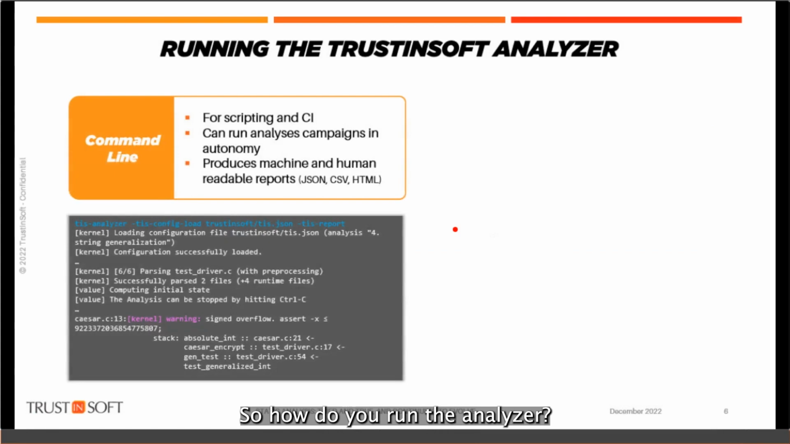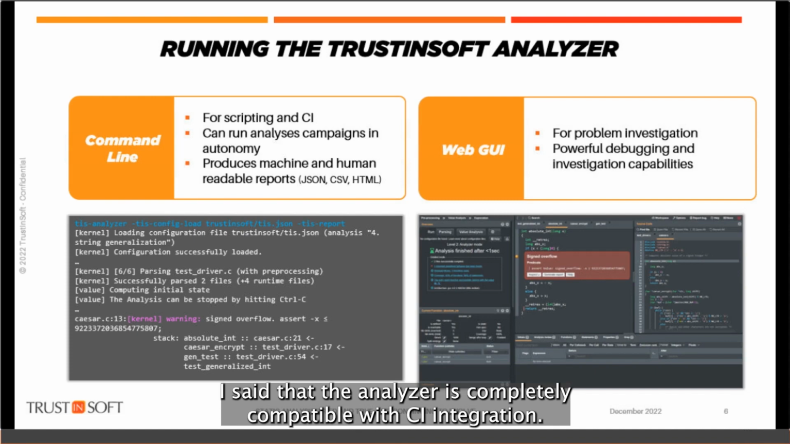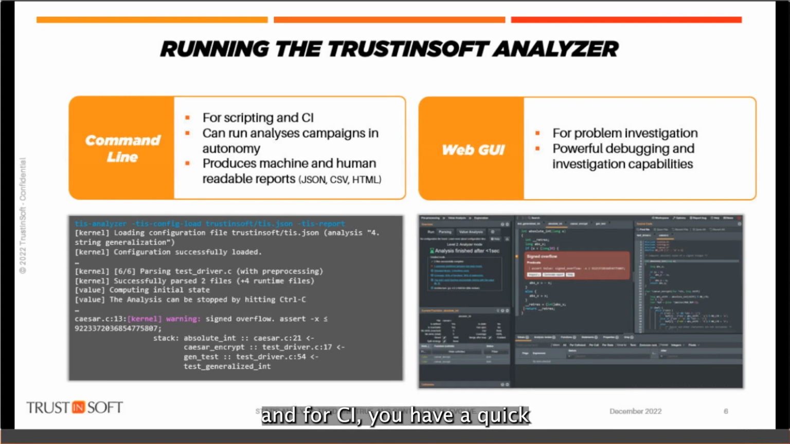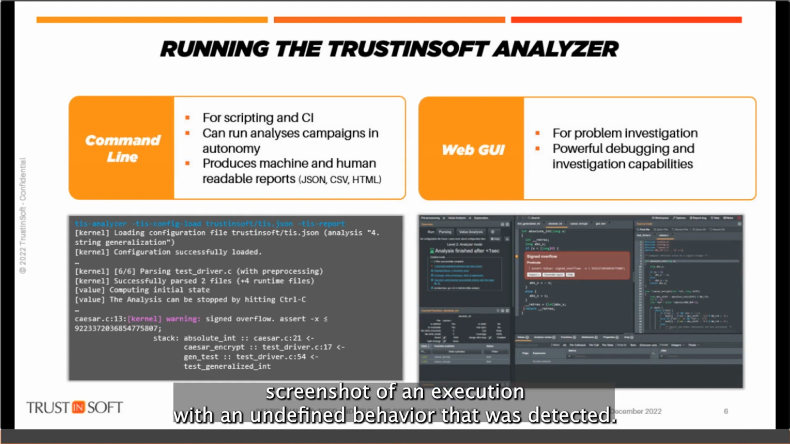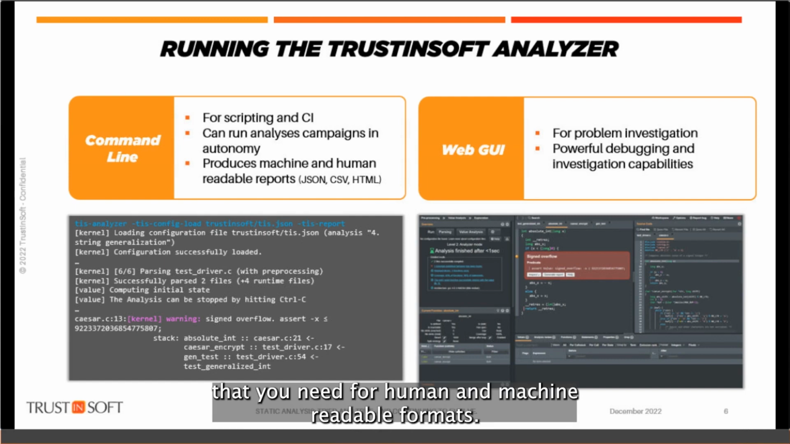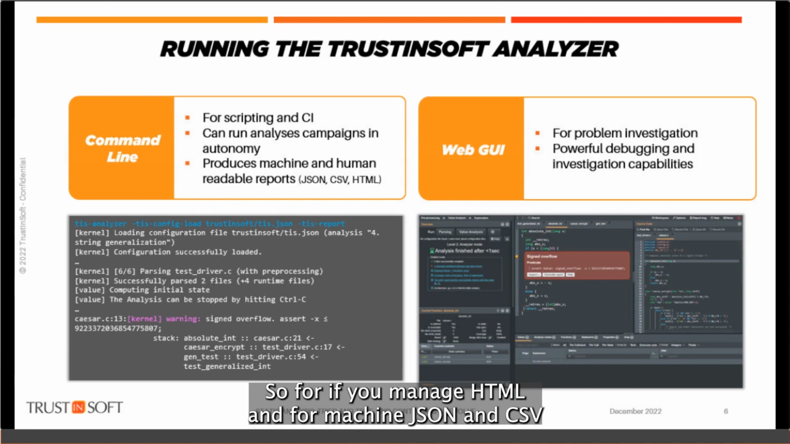Okay, so how do you run the analyzer? I already spoiled a bit. I said the analyzer is completely compatible with CI integration. So you have two modes. The command line mode that you can use for scripting and for CI. You have a quick screenshot of an execution with an undefined behavior that has been detected. It's the warning here. This can generate all the reports that you need for human and machine readable formats. So for human HTML and for machine JSON and CSV.